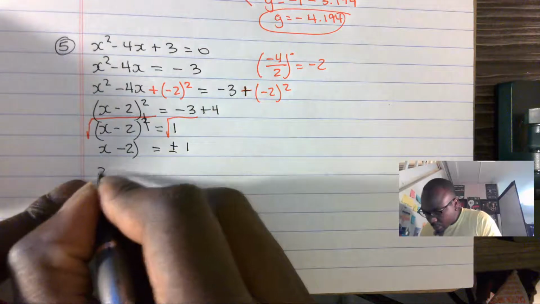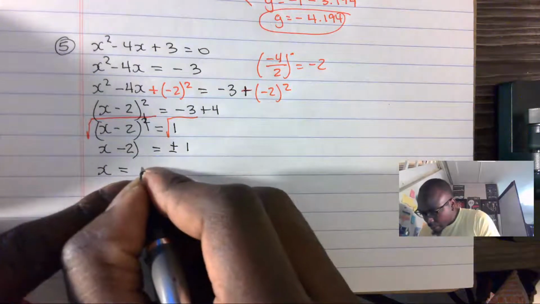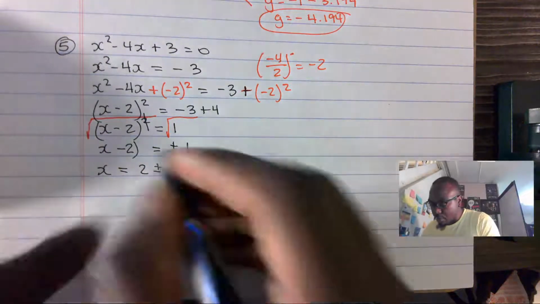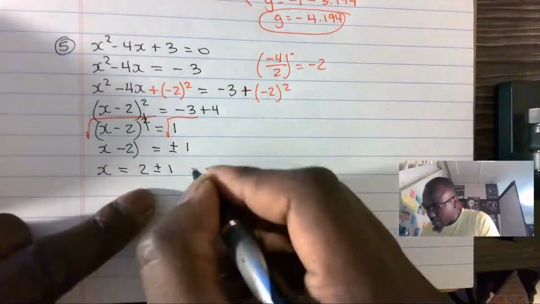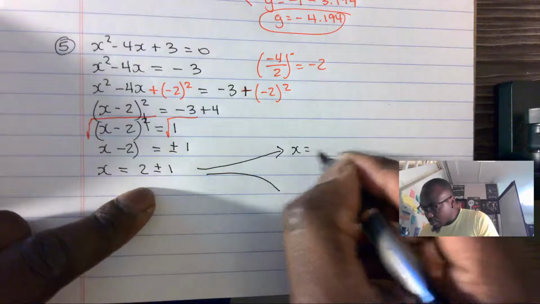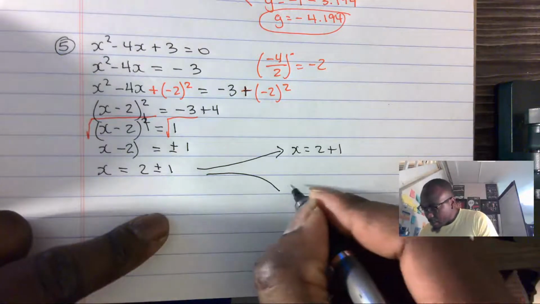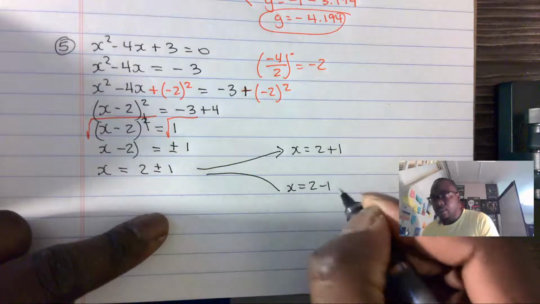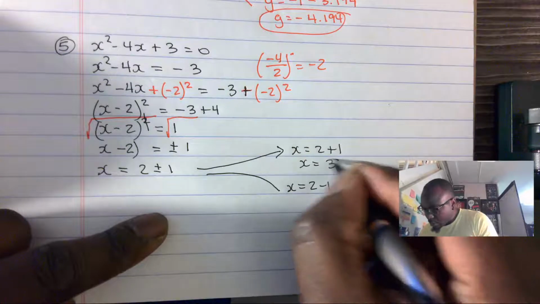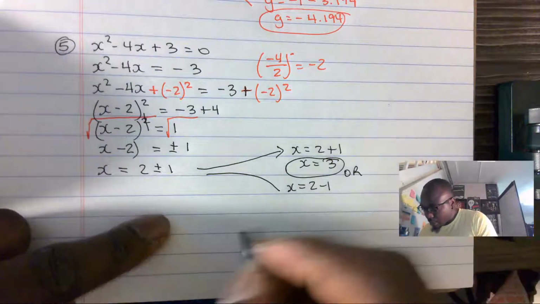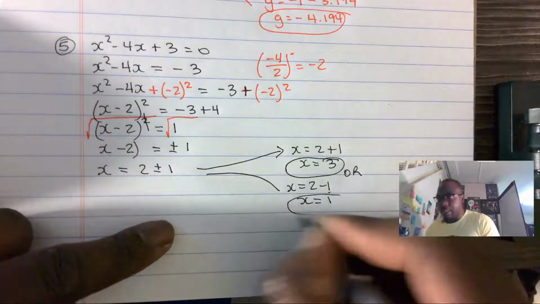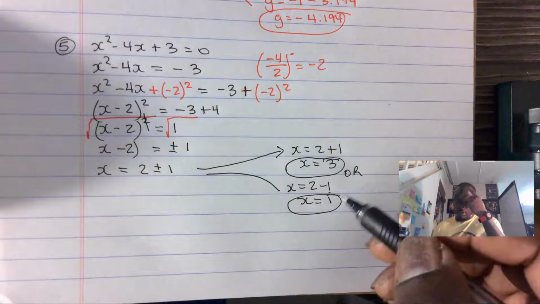So x equals 2 plus or minus 1. From here, I have 2 options. What are my 2 options? x equals 2 plus 1, or x equals 2 minus 1. Two plus 1, so x equals 3 as one answer, or we have 2 minus 1, so x equals 1. So x equals 3 or 1.